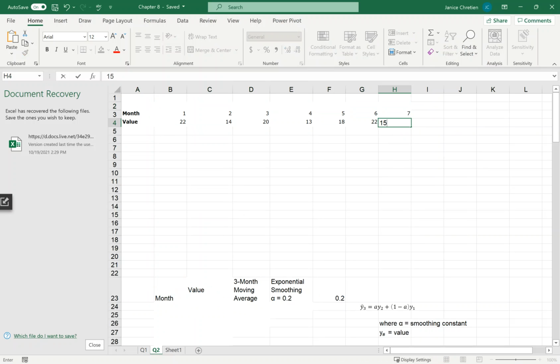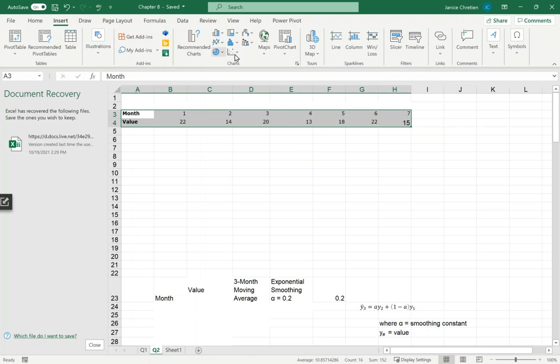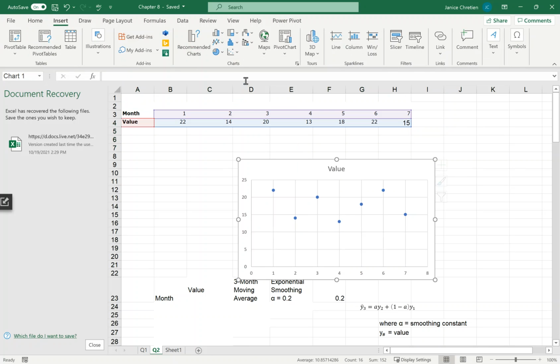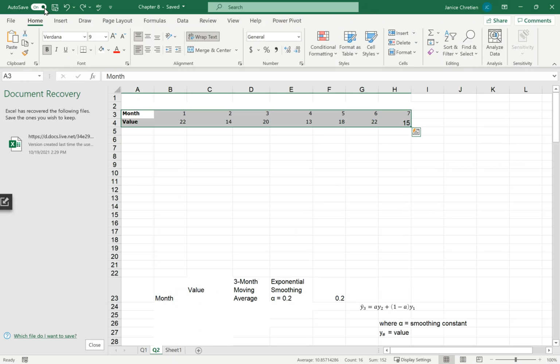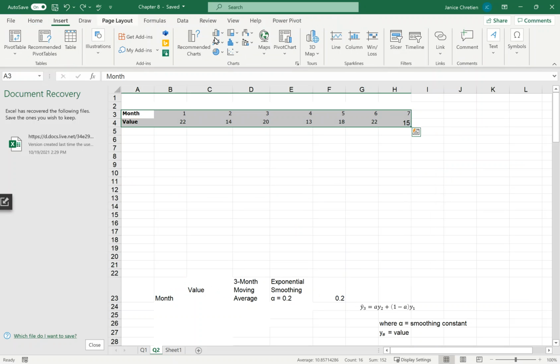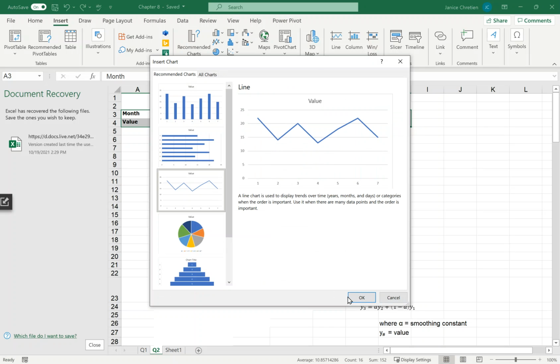So the first thing I have to do is it wants me to plot the data. So I will select all of the data, insert, and I'm going to scatter plot. No, it didn't scatter plot, did it? It had the line. So let me do it like this. So select all of the data, insert, recommended chart, and this is what it wanted.